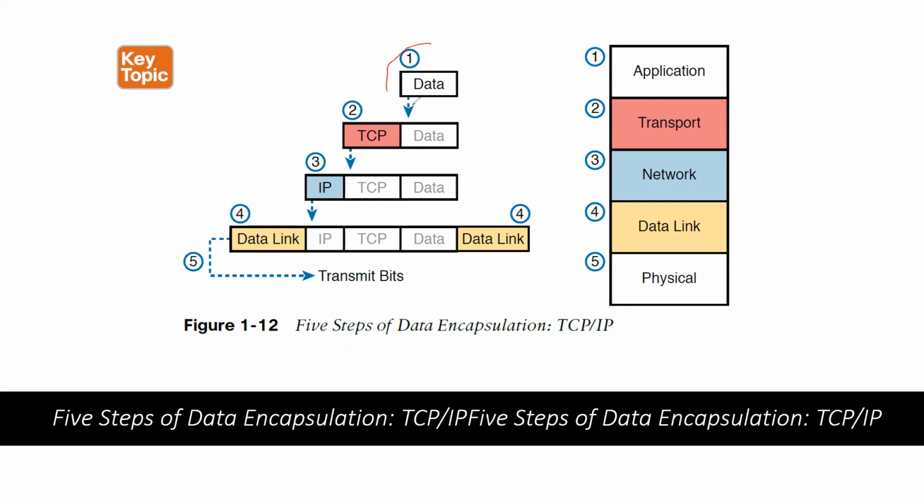So we have the data, right? That's at the application layer. But we can't send it on the wire just by looking at those application layer protocols. It has to get encapsulated, right? So boom, it's encapsulated by the transport layer protocol. Then it's encapsulated again by the network layer protocols, boom, it's bundled up. Then it's bundled up again by the data link and physical layer, right?